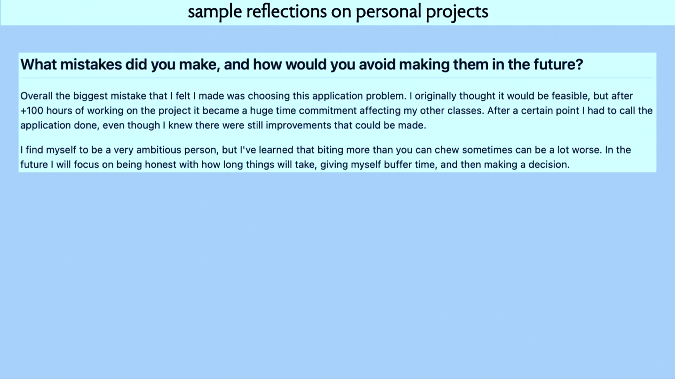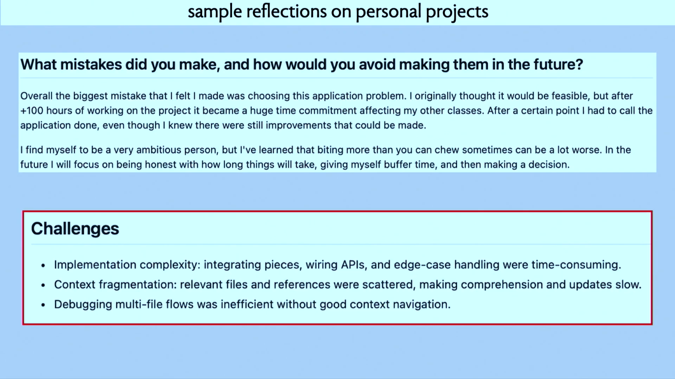Look at this one in contrast. This is in response to the question, what challenges did you face? Implementation complexity, integrating pieces, wiring APIs, and edge case handling were time-consuming. Context fragmentation, comprehension updates slow, debugging multi-file flows. So if you haven't seen a lot of this kind of stuff, you might not recognize this immediately, but this goes by the name of AI slop.